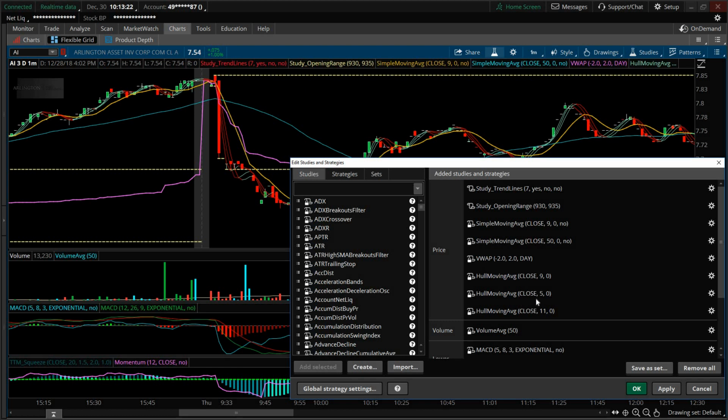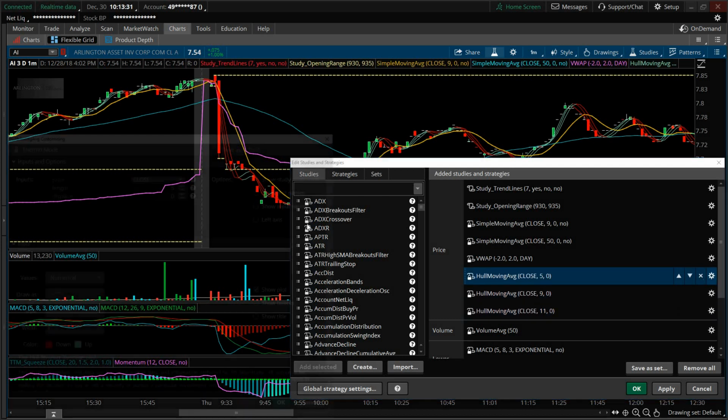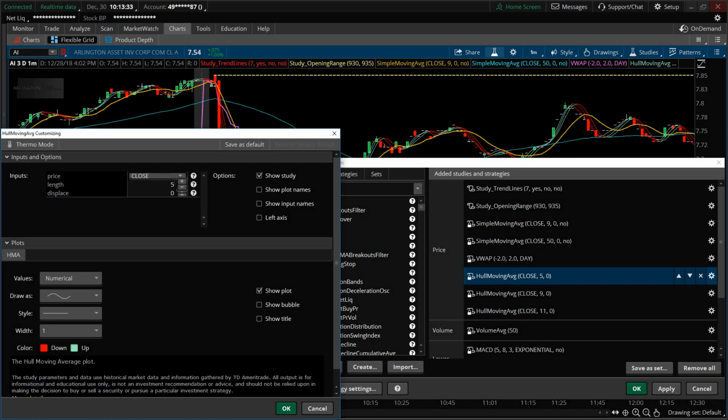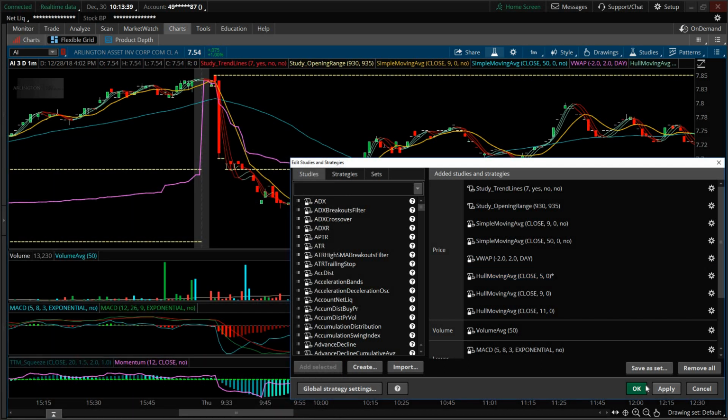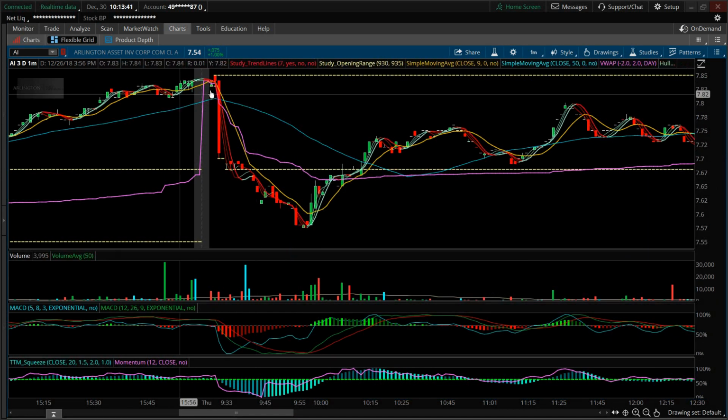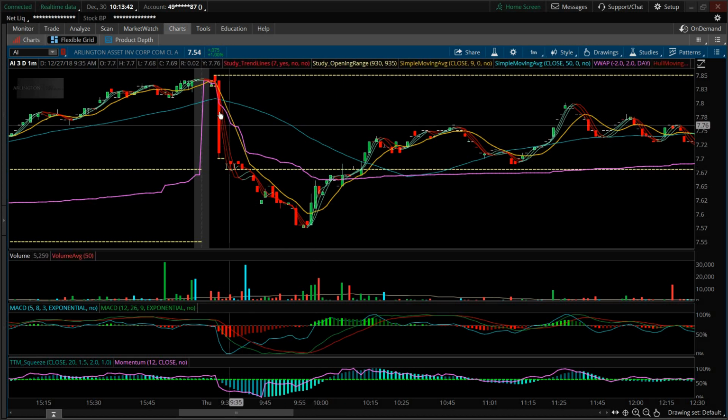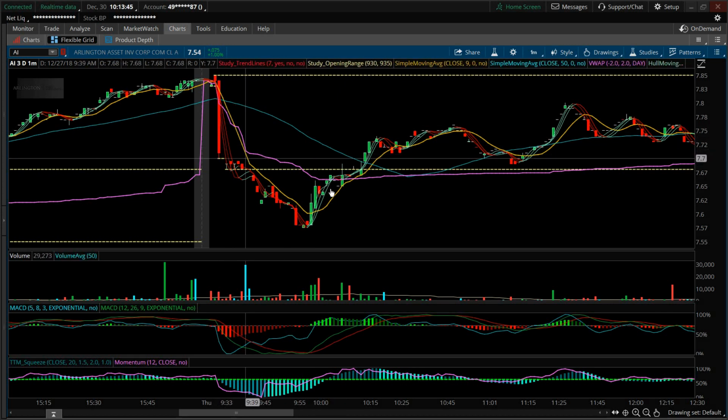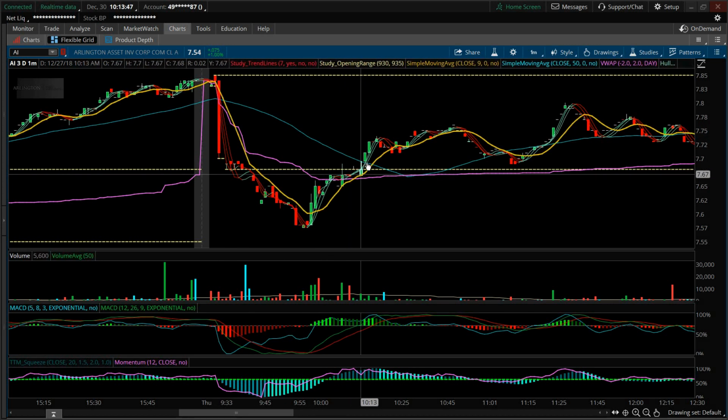Now I like to add the Hull moving average, these three. I have the 5, the 9, and the 11. So when you go inside of there, you just set it up to the length of 5, and the other one 9, the other one's 11. And the colors that I pick are red and green. So when it's going down, there it goes. When the market goes down, it will stay above the candles. And then when the market goes up, it stays underneath it.